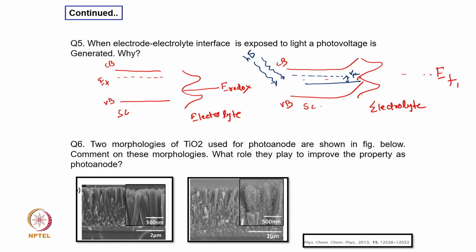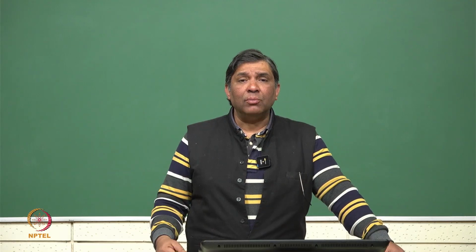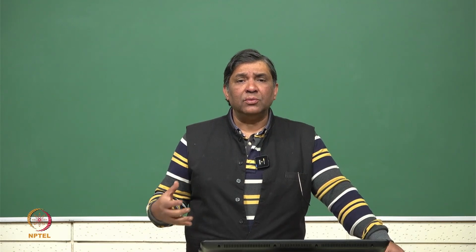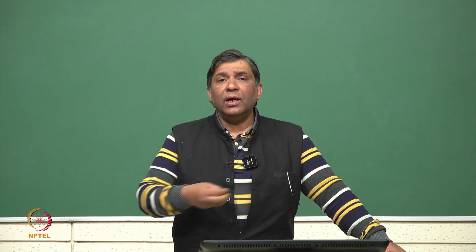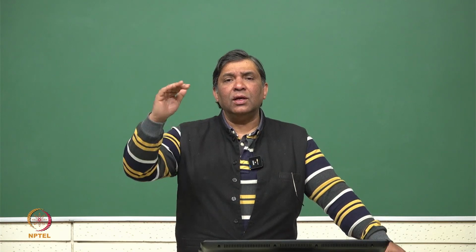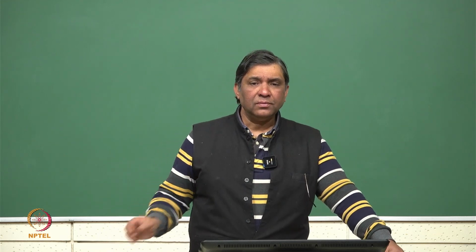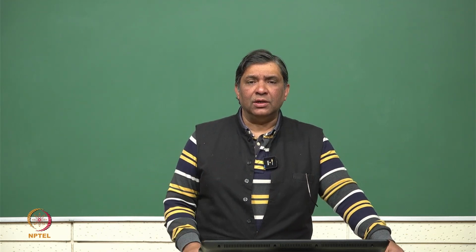Fine. So, the last question: the two morphologies of TiO2 used for photoanode are shown in the figure below. Comment on these morphologies and what role they play to improve the property as photoanode. I told you that TiO2 has this problem essentially because of its very high band gap, and therefore light absorption capability is not good. So, one way, as I mentioned, is that one can dope it with carbon, and then there was a clear enhancement in the photocurrent. Another way is by making nanostructures.